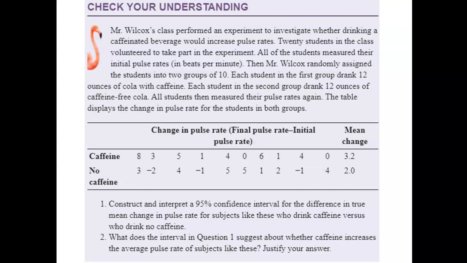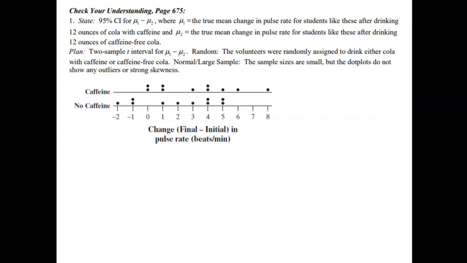So we have our two groups separated, the data, and they want us to construct and interpret a 95% confidence interval for the difference in true mean change in pulse rate for subjects like these, because remember, they were volunteers, who drink caffeine versus who drink no caffeine. So answers coming your way. You've got to go through the whole gamut here, guys.